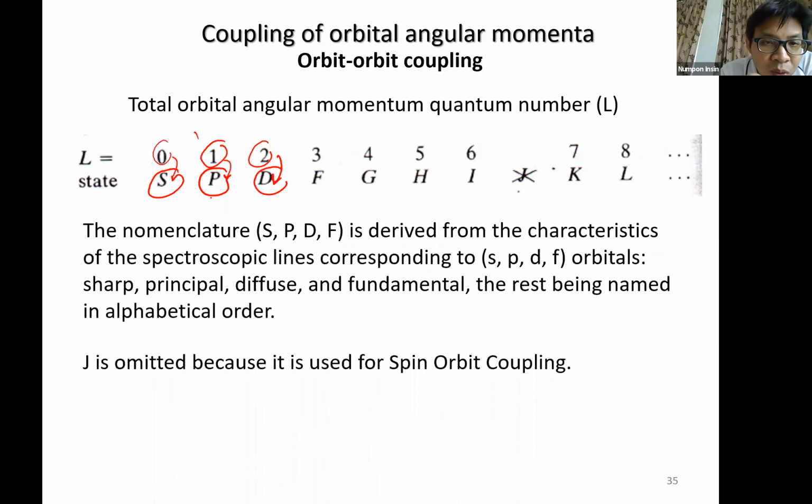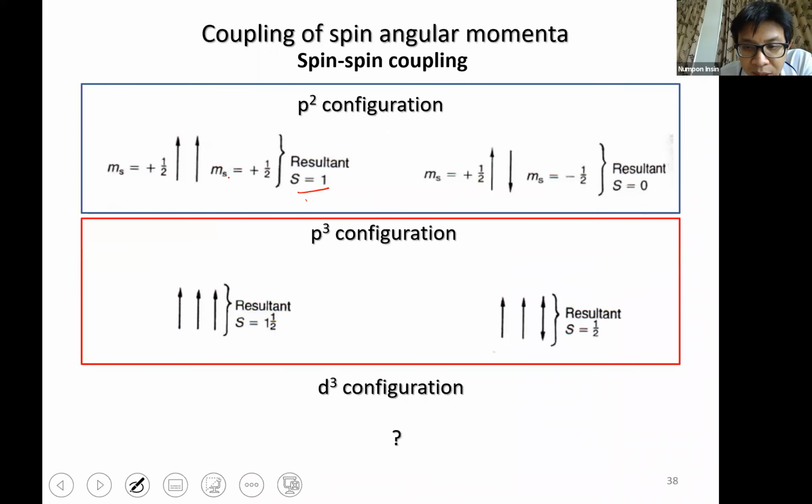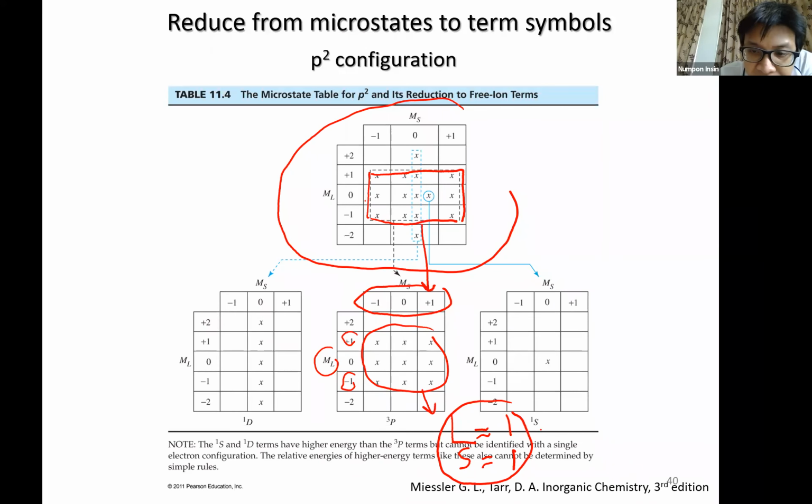Okay, L equal to 1 is P. So we put the capital letter P here. And S equal to 1, so 2S plus 1 is 3. So it's the triplet P state. Okay, so these 9 microstates combined together give the triplet P state. If I ask you backward, triplet P, how many microstates does it represent? It's 9 microstates. Okay, so after you use it, you just delete it out.